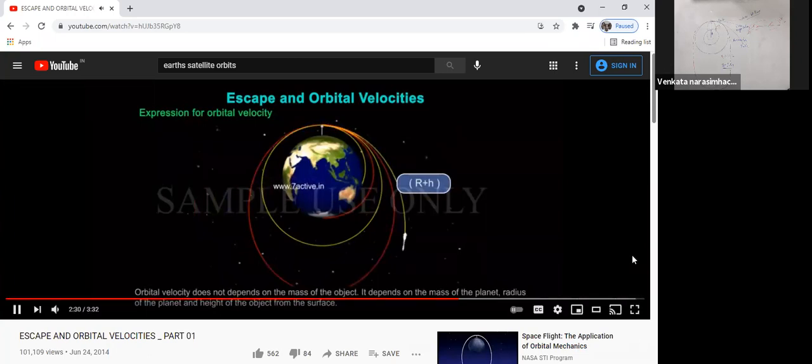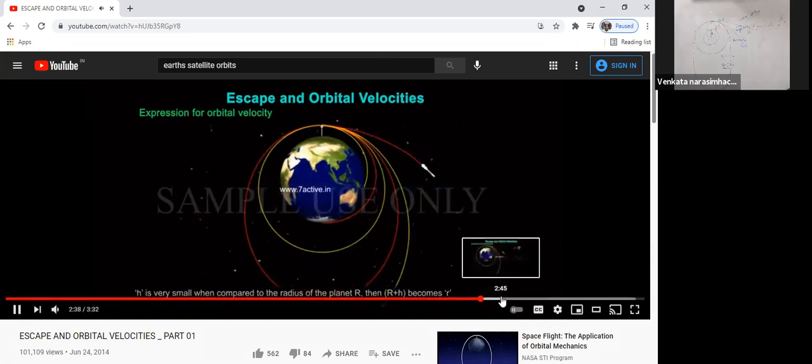Here, r plus h is called the orbital radius. Orbital velocity does not depend upon the mass of the object. It depends on the mass of the planet, radius of the planet, and height of the object from the surface. If h is very small when compared to the radius of the planet r, then r plus h becomes r. In such a case, v naught is equal to the square root of G M by r.